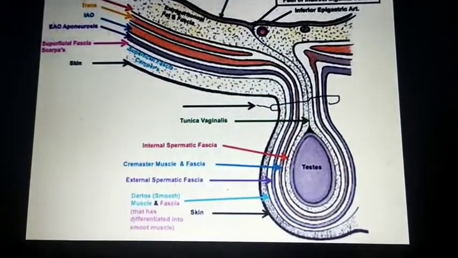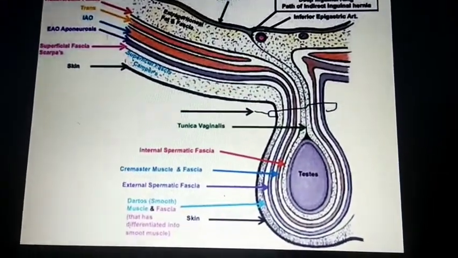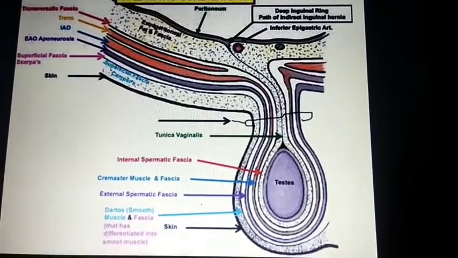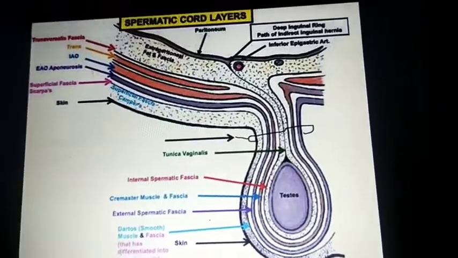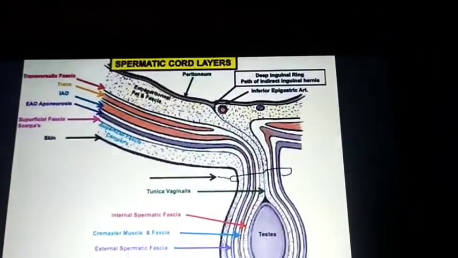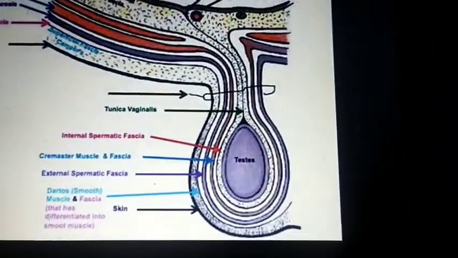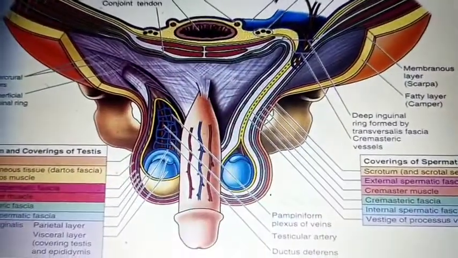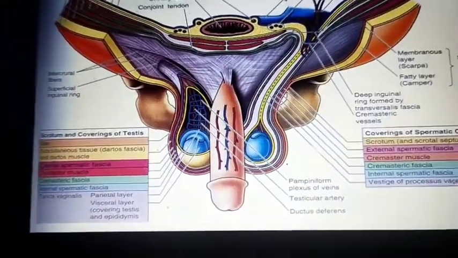I already explained the scrotum. It contains the testis, epididymis, and the lower part of the spermatic cord. Okay, these are the contents of the scrotum. Here also I already explained this picture in the anatomy of the inguinal canal.